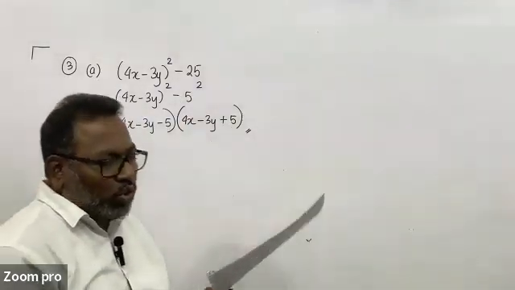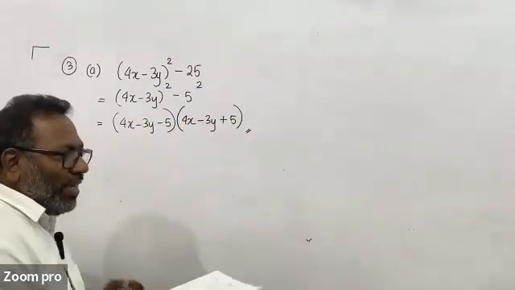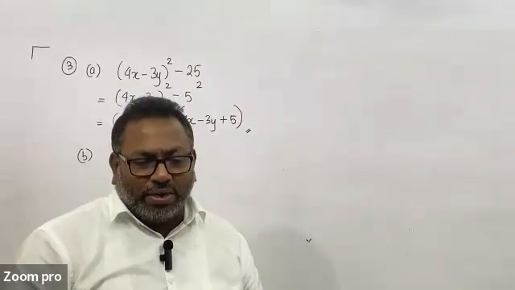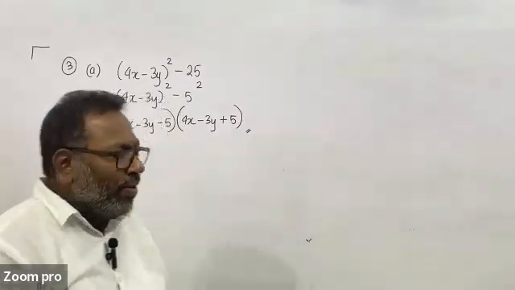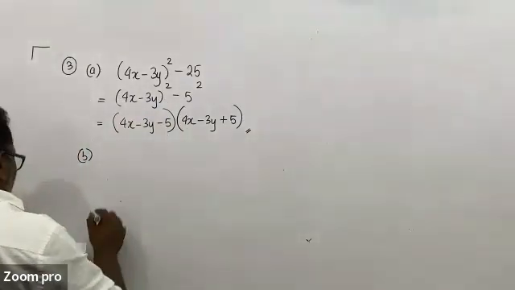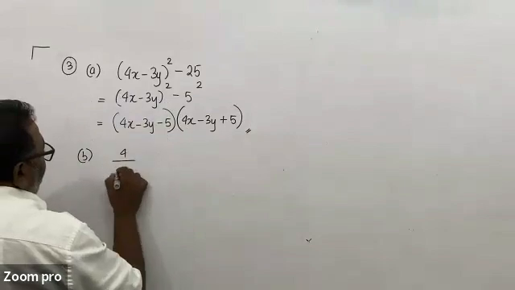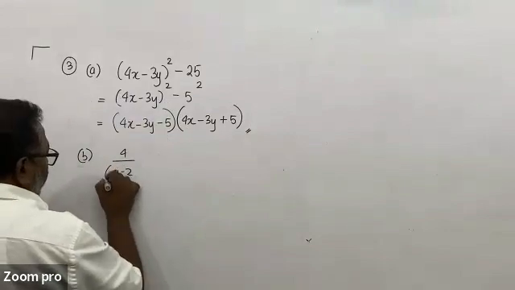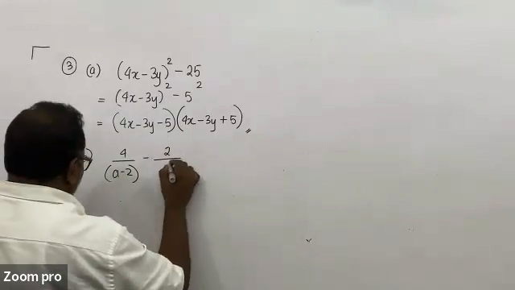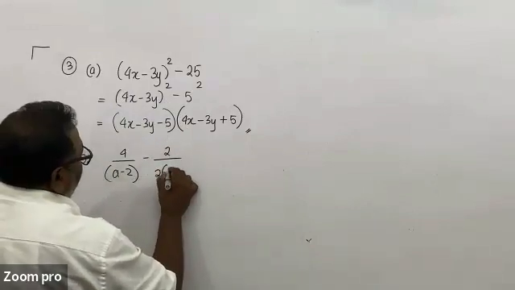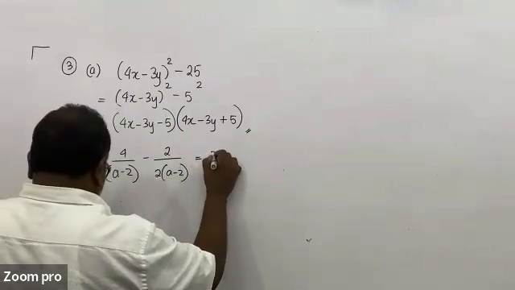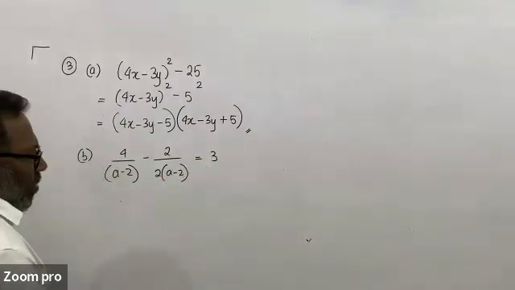B question, solve. So when they say solve, they are asking you to find the value of A. Find the value of A. So 4 over A minus 2, minus 2 over 2 into A minus 2 is equal to 3.